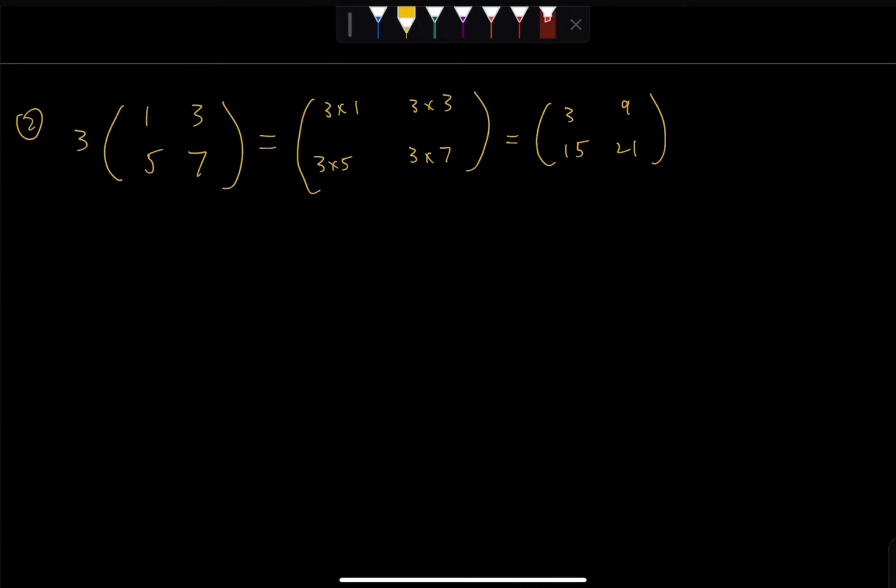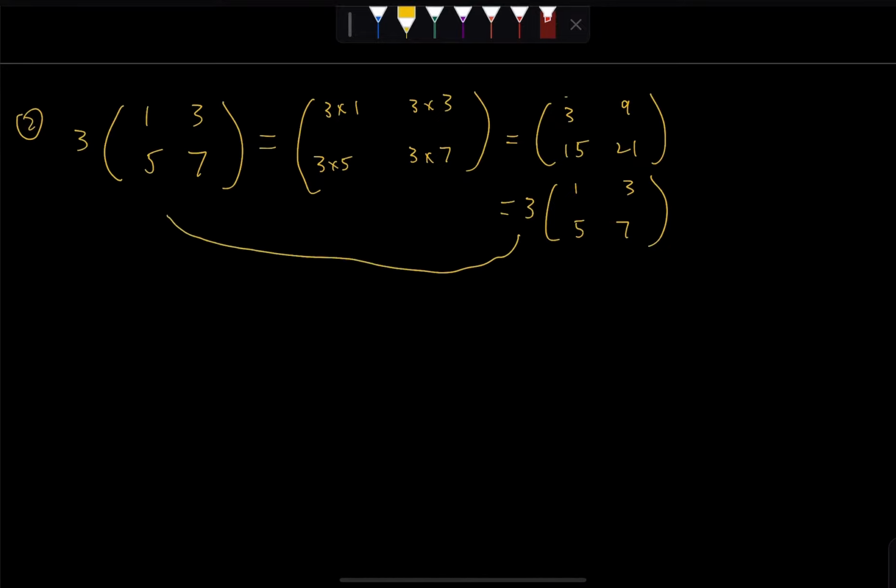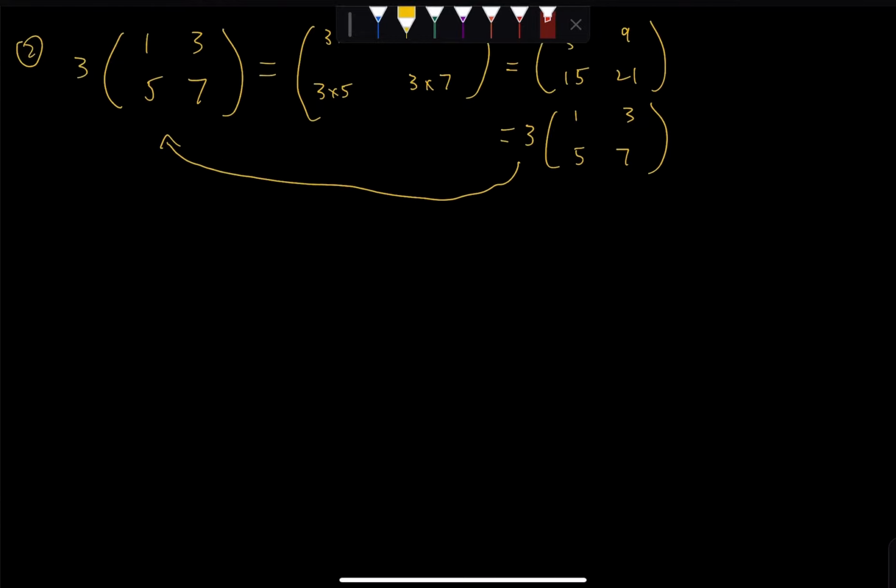And if you want to simplify a matrix, you can just take a number out of it. So here, to factor a number out, you have a 3, and you have 1, 3, 5, and 7 again. And it's basically the same as over here. So, yep. And the next thing you need to know is multiplying 2 different matrices together.